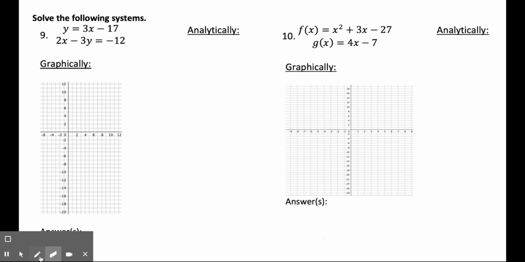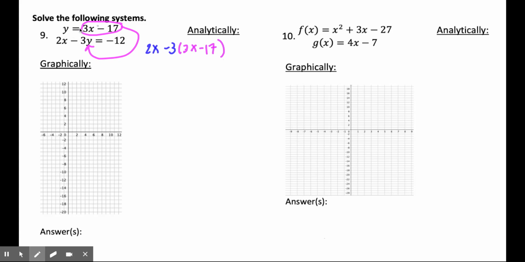Okay, so this is a system, and you can see it's set up to be solved by substitution because this expression is solved for y. So you want to plug it in for y here. And then you have 2x minus 3y. So write 3x minus 17, because that's what y is, equals -12. Then solve this, and remember your answer for x will be the x coordinate of your point of intersection.